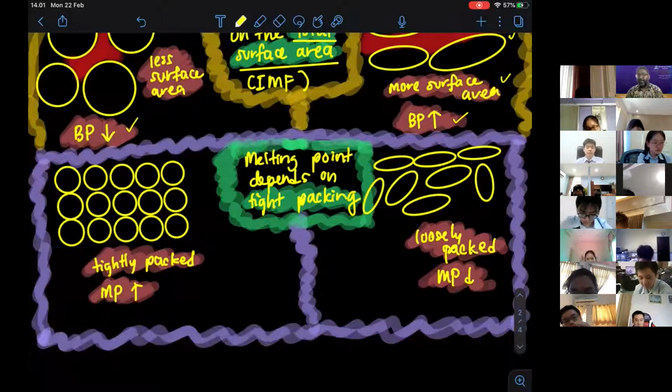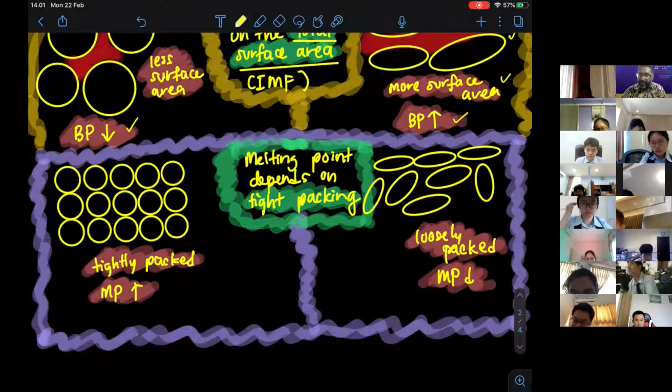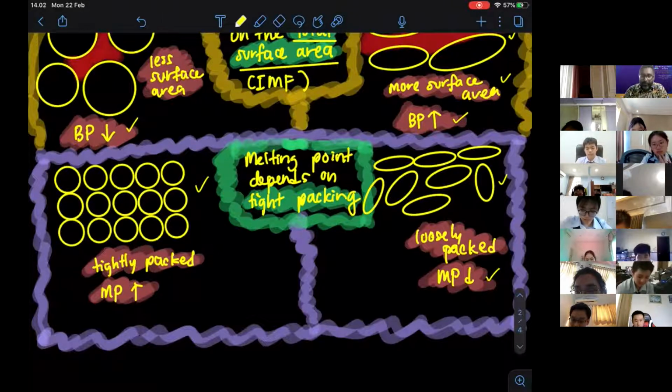That is very important. Now, how is it going to be applied when it comes to melting point? Earlier I told you melting point depends on the arrangement or the tight packing. Here, when I arrange all the spheres, I can see there is going to be a regular arrangement. But when I arrange the oval structures, you can see that they are loosely packed. When they are loosely packed, melting point is lower. When they are tightly packed, the melting point is higher.